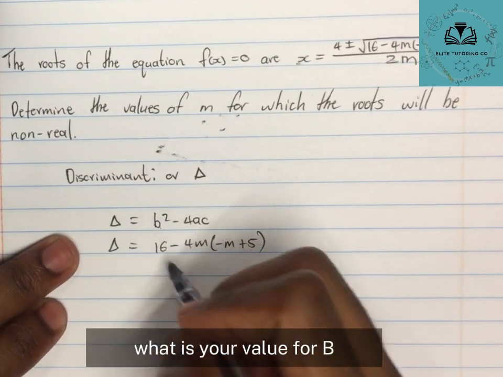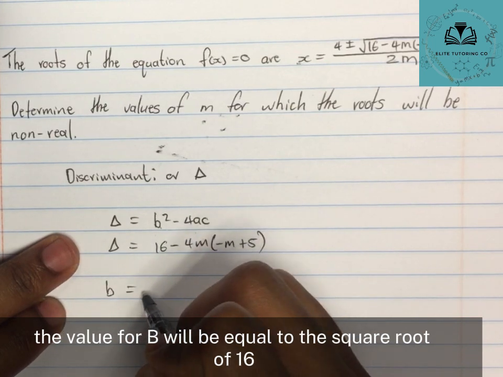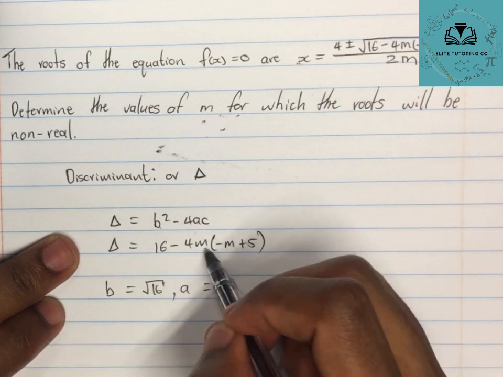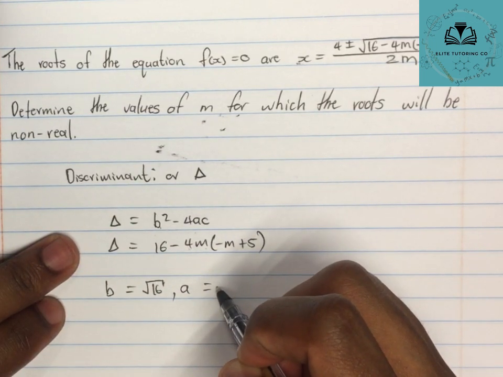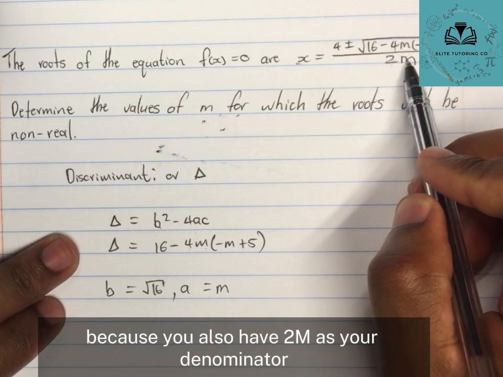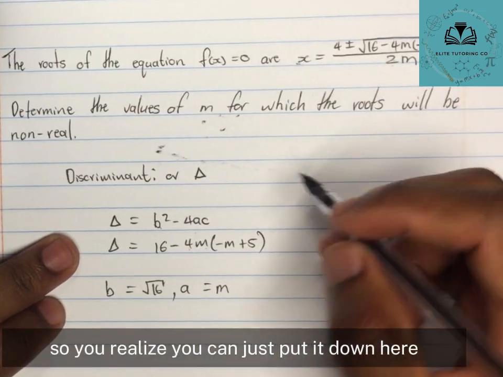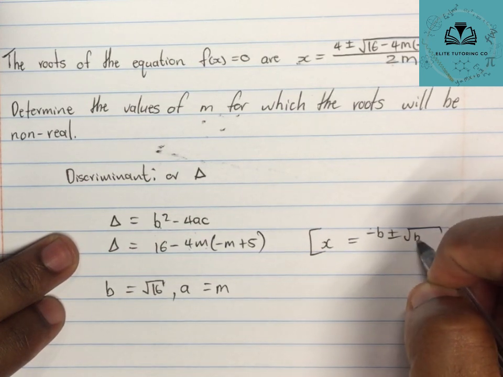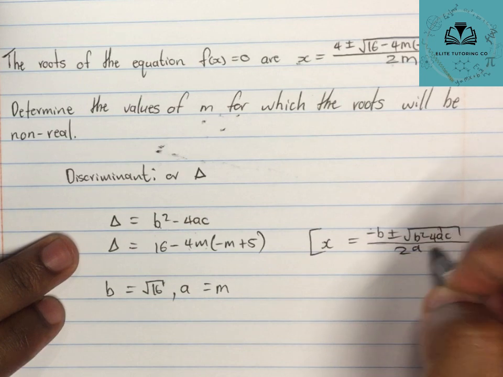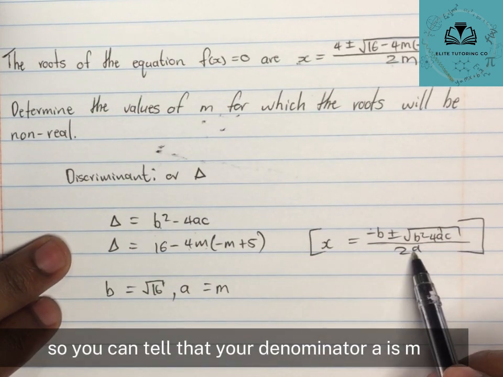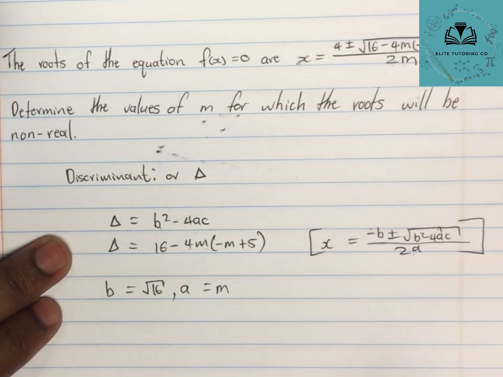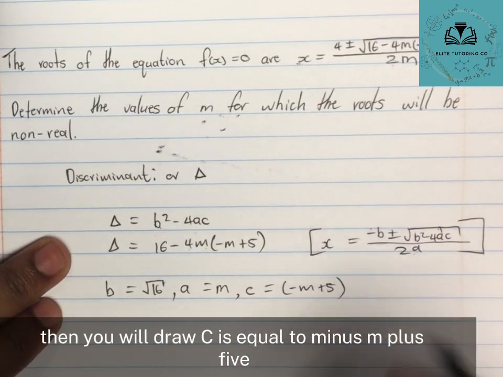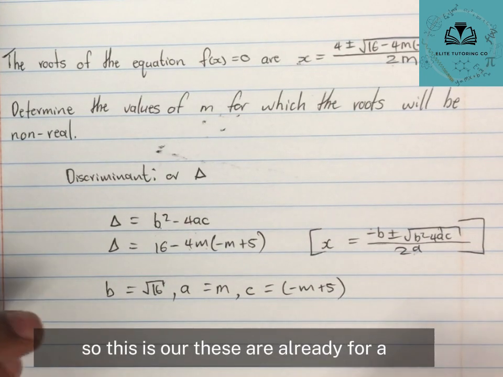Now, what is your value for b? The value for b would be equal to the square root of 16, right? Then your value for a would be equal to m. Why do I say m? Because you also have 2m as your denominator. This is your quadratic formula. This is how it looks, right? So you can tell here that your denominator a is m from what we are given. Then you've got your c is equal to minus m plus 5. So these are our values for a, b, and c.